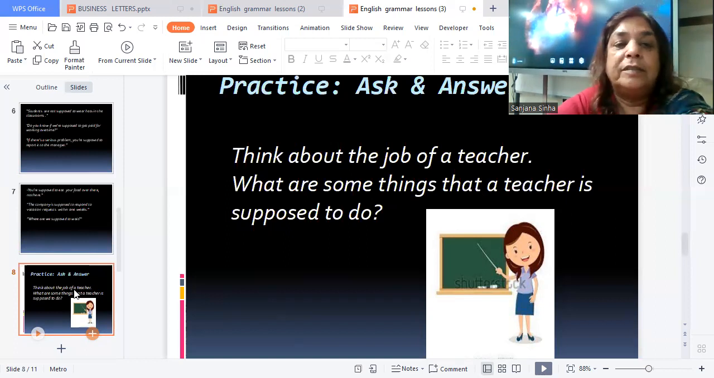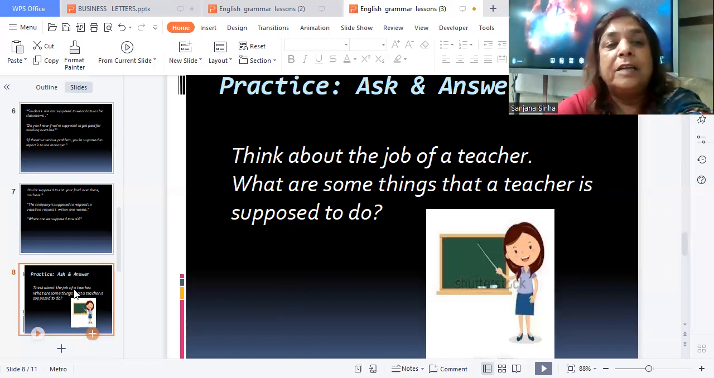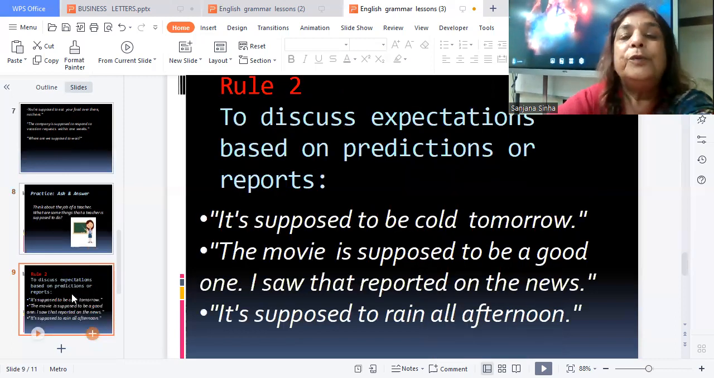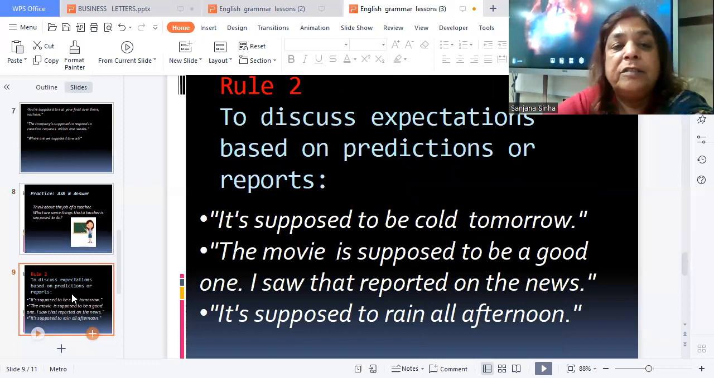The second question, how should a student behave? What are they supposed to do? And what are they not supposed to do? These two questions are discussed in the class, like ask and answer. The spoken aspect of this lesson is all about the theory and the practice session. So today we're going to talk about the second rule. Rule 2 is to discuss expectations based on predictions or reports.